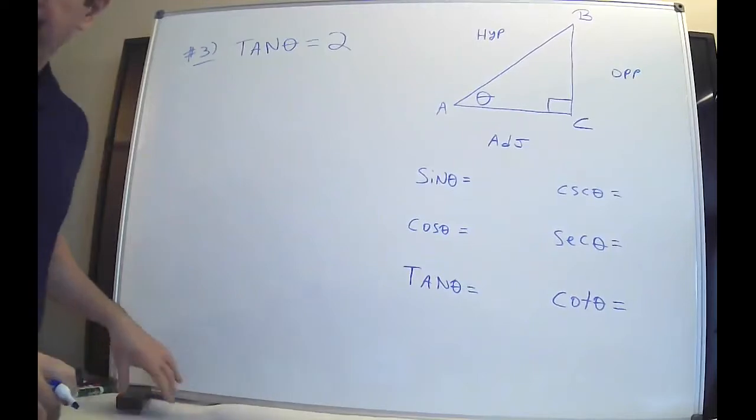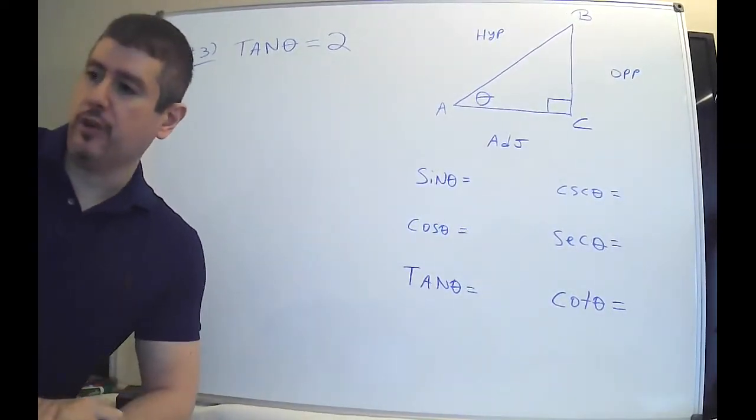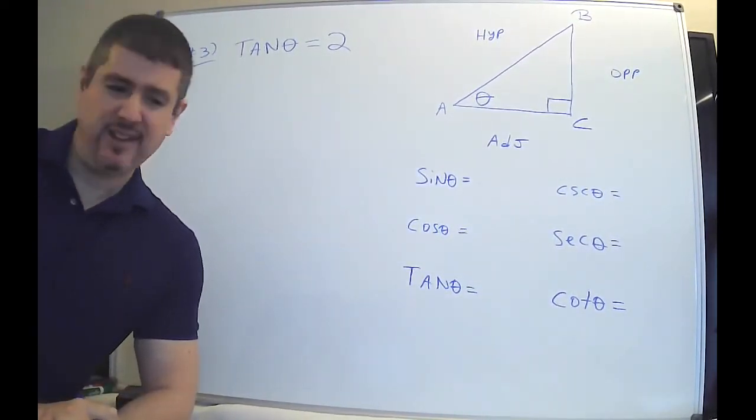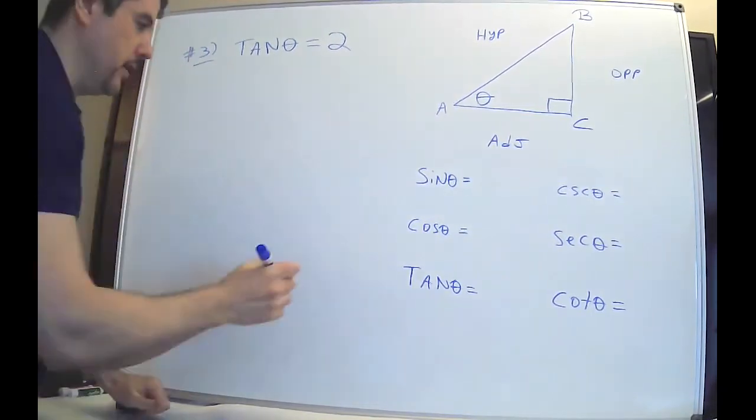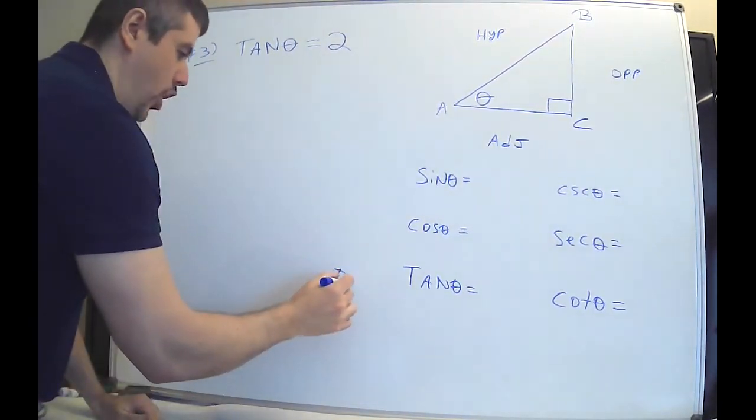Number 3. I gave you that the tangent is equal to 2. Like, what? What the hell is 2? I mean, tangent, right? Tangerines are apples. TOA.